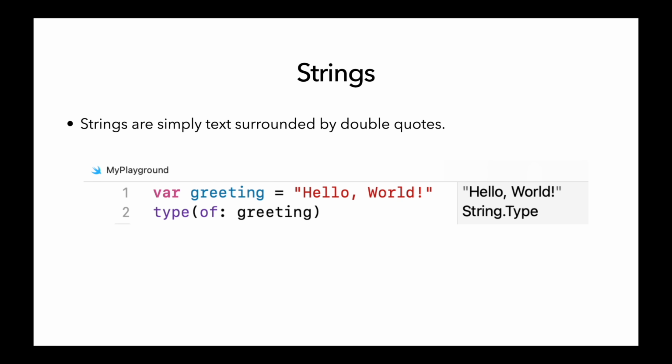In Swift, text data is represented by String type. Strings are simply text surrounded by double quotes. As you can see, we put the text "Hello World" in double quotes and assign that to the greeting variable. Using the type(of:) function, we can see greeting has String type.